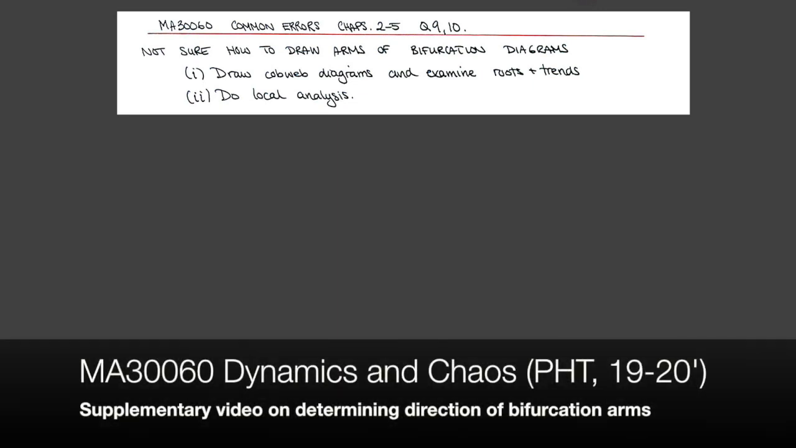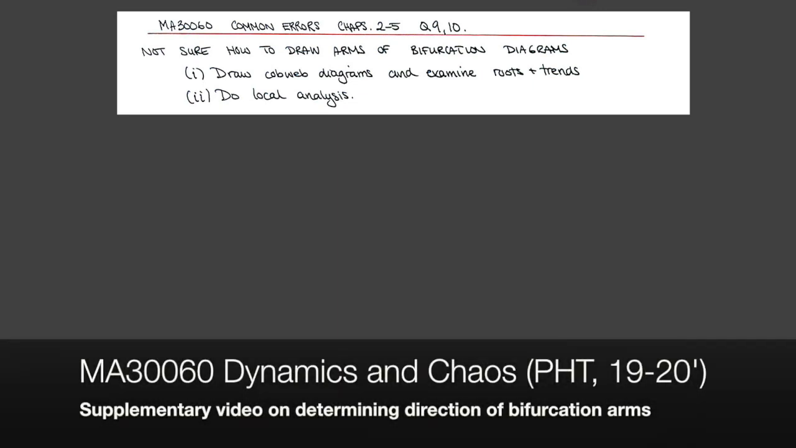In this video, let's address some common errors and issues from questions 9 and 10 of the problems from chapters 2 to 5. Here, some students have asked about the construction of the bifurcation diagrams, and mainly how do we know what side the arms of the bifurcation diagram curve towards about the bifurcation point.